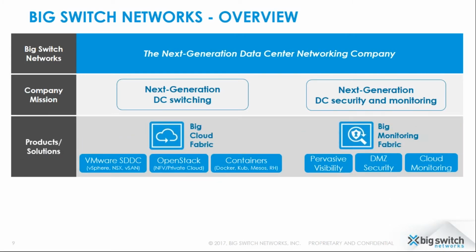The first one being Big Cloud Fabric, which is our data center solution, which allows us to do automation and orchestration around VMware, OpenStack, containers, and really automate a lot of the workflows that are done very manually today, and also consolidate the amount of effort it takes from an operations perspective, being able to manage an entire fabric from a single pane of glass.